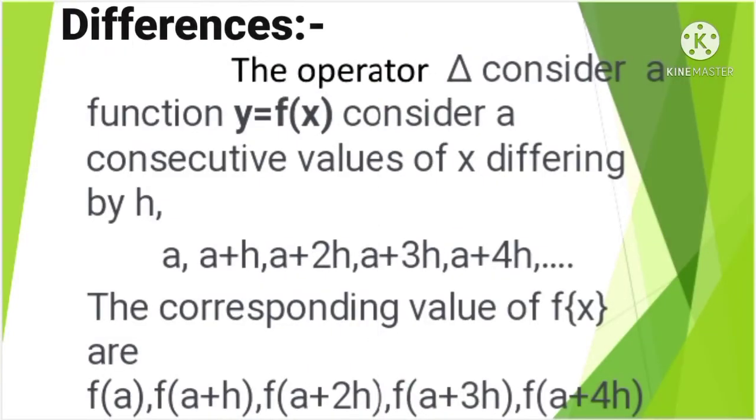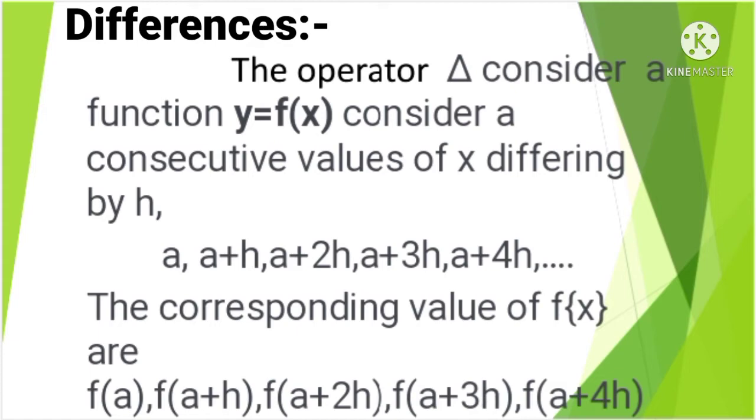Today I am discussing the differences. The operator delta. Consider a function y equal to f of x. Consider consecutive values of x differing by h: a, a plus h, a plus 2h, a plus 3h, a plus 4h. The corresponding values of f of x are f of a, f of a plus h, f of a plus 2h, f of a plus 3h, f of a plus 4h.